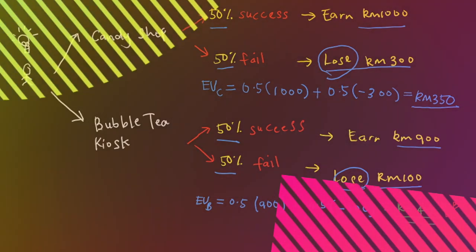Okay? Okay, so if we look at the previous example of the candy shop and the bubble tea kiosk, you already calculated that the expected value for the bubble tea kiosk is higher than the expected value of the candy shop. You get 400 ringgit from the bubble tea kiosk project. Okay. Does it mean that if you proceed with the bubble tea kiosk project, then you will definitely earn 400 ringgit?